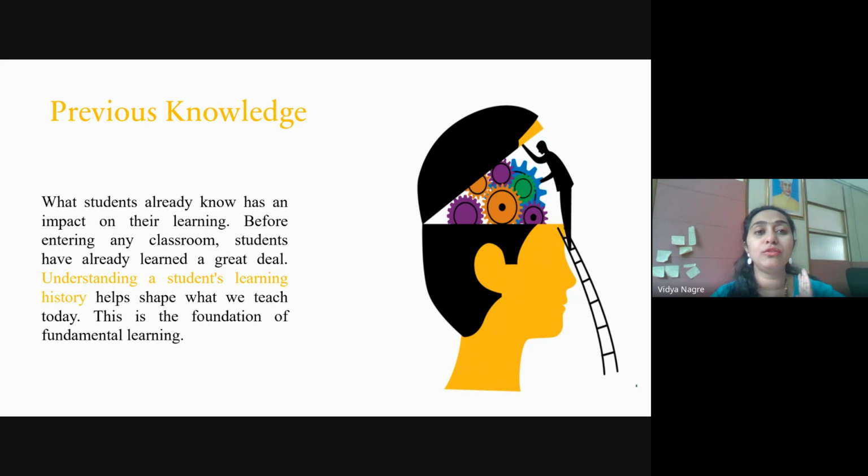So you always have to make sure to bridge the previous knowledge. For that, what are the things you can do? How will you understand that? You can always take help of pre-tests. So you can prepare questionnaires in the form of multiple choices. On day one, you can ask students to solve that. After the calculation, you will understand the capacities of the students.